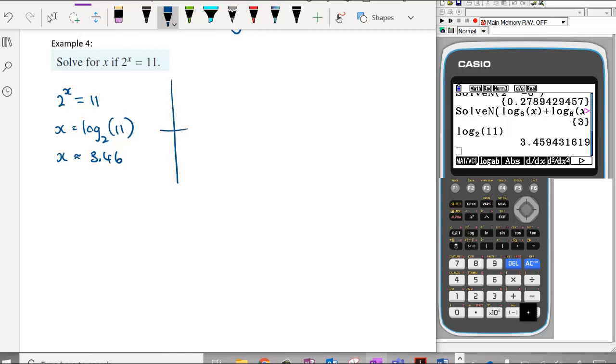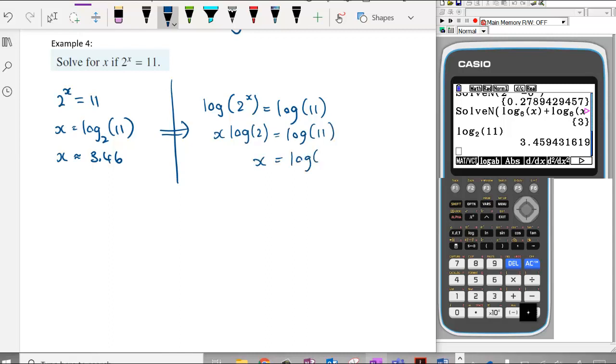Now the alternative is, you may not have a graphics calculator that has this log base function. So if we do everything in log base 10, so if we say on both sides we're going to log base 10, and when we write log base 10 we don't have to write a base, so we say log 2 to the power of x is equal to log of 11. Now using our power law, this becomes x log 2 is equal to log 11. We divide both sides by log 2, we get log 11 over log 2.